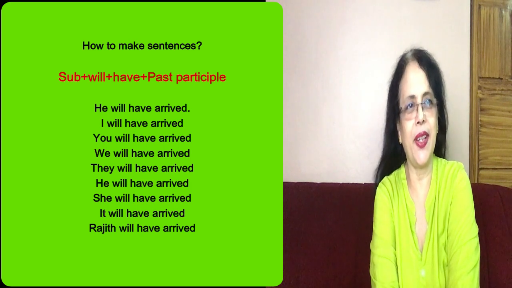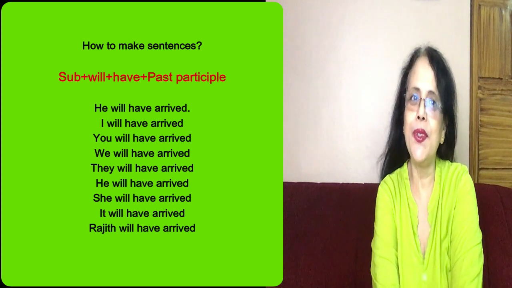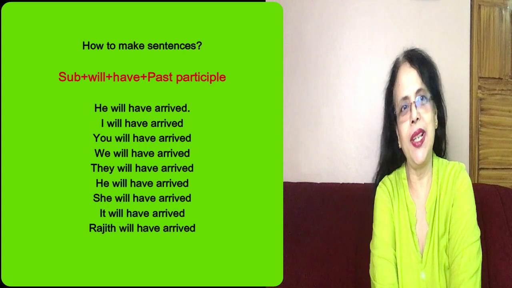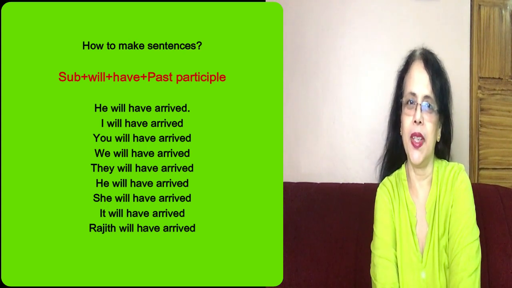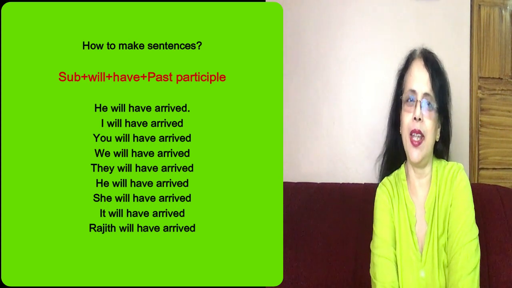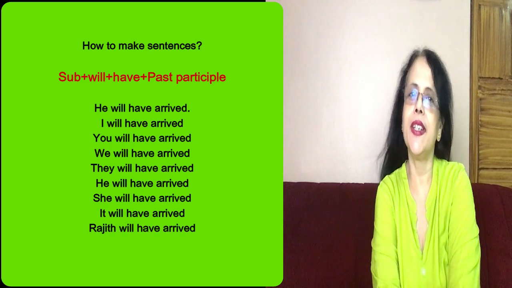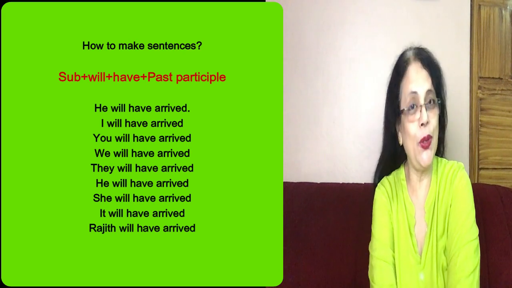I will have arrived. You will have arrived. Why don't you repeat after me? It'll be a good practice. Repeat after me. We will have arrived. They will have arrived. He will have arrived. She will have arrived. It will have arrived. Rajit will have arrived. And you know this.